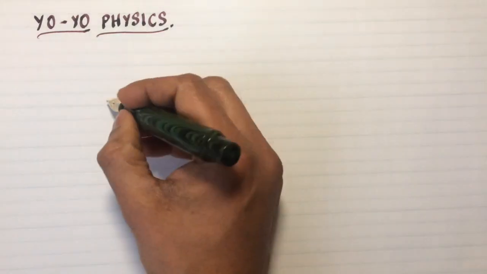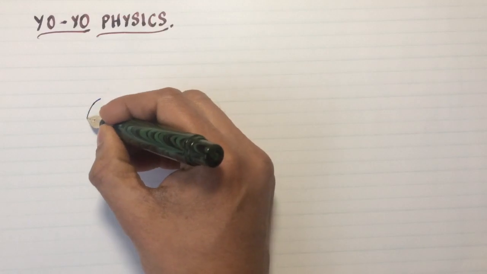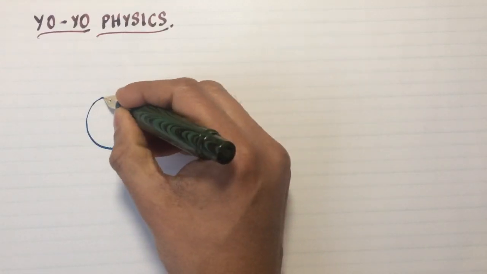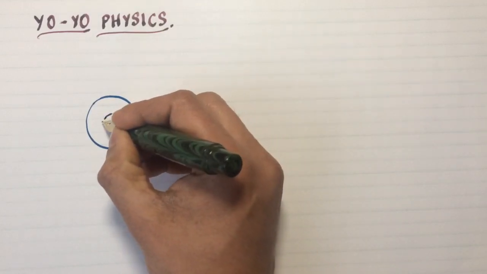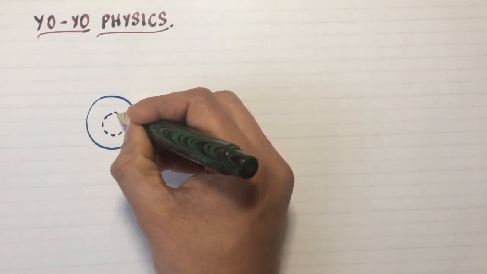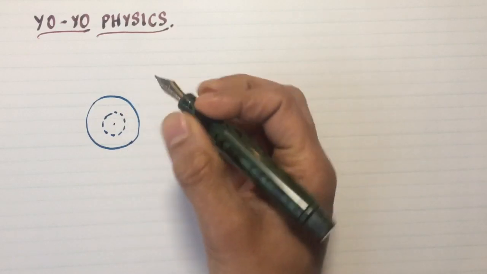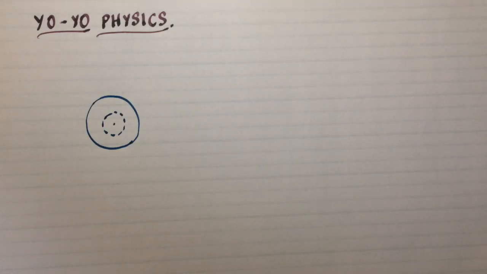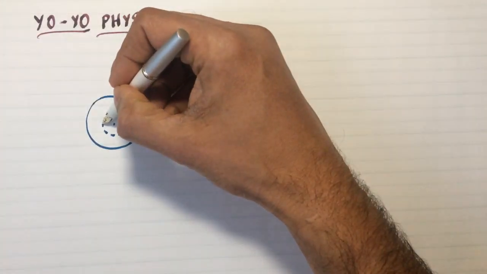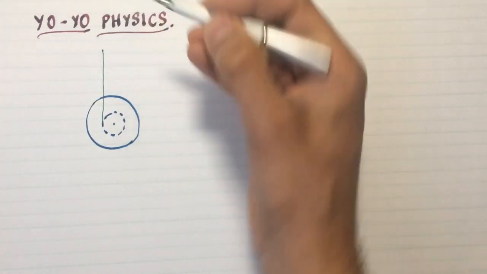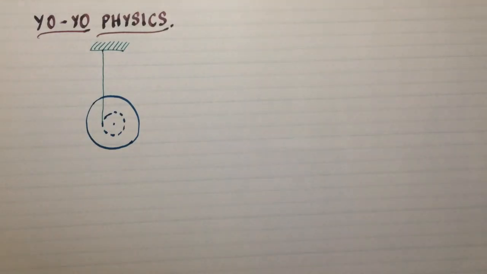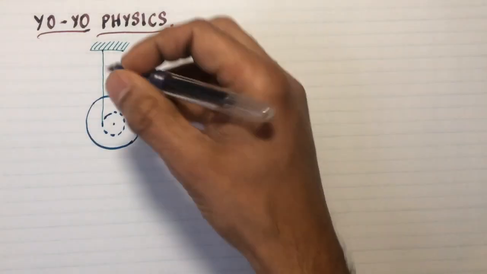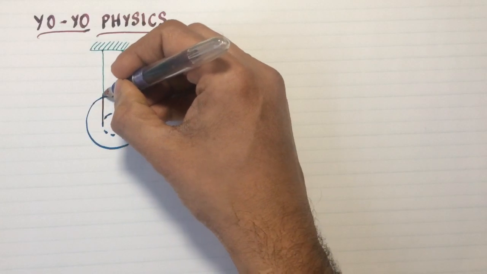Let's take this yo-yo to be a circular object. The outer radius of the yo-yo does not concern me. I just want the inner radius because that's the radius around which the thread is wound. And let's take this thread to be, like I said, infinitesimally thin. The person is holding it, but that doesn't concern me either, so I'll just attach it to a ceiling. And we're going to let this unwind due to its own weight.